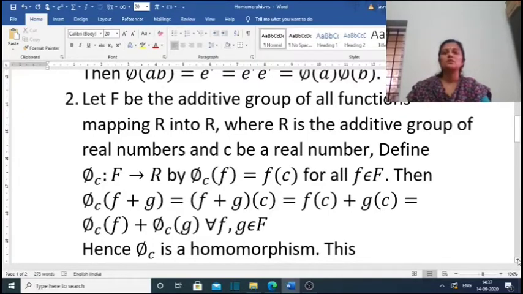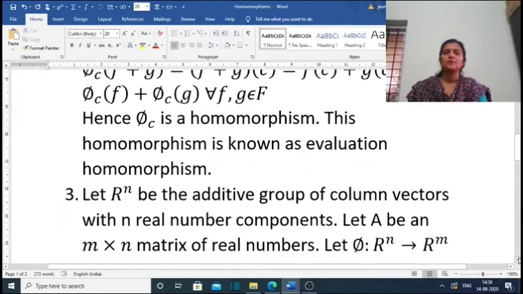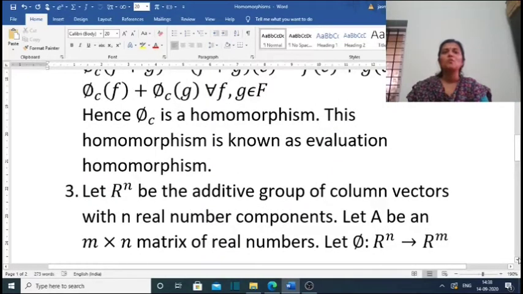Then phi C of F plus G: here it is an additive group, so these operations are additions, function addition. Phi C of F plus G is equal to F plus G of C, which is equal to F of C plus G of C, which is equal to phi C of F plus phi C of G for all F, G element of F. Hence phi C is a homomorphism. This homomorphism is known as evaluation homomorphism.